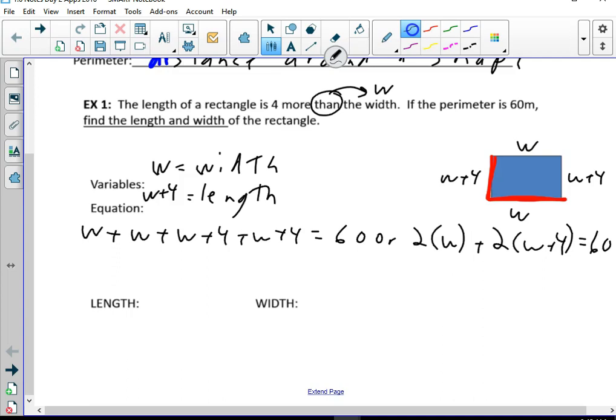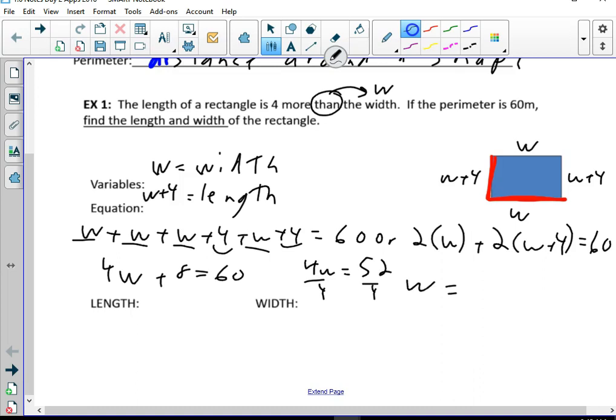Okay? So, how many W's do I have up here? 4 W's. And I have 8 equals 60. And I would have got the same thing here. So I would have 2 W's here, 2 W's here, 2 times 4 is 8. Subtract 8, right? 52. Divide by 4. W equals 13. The width is 13.